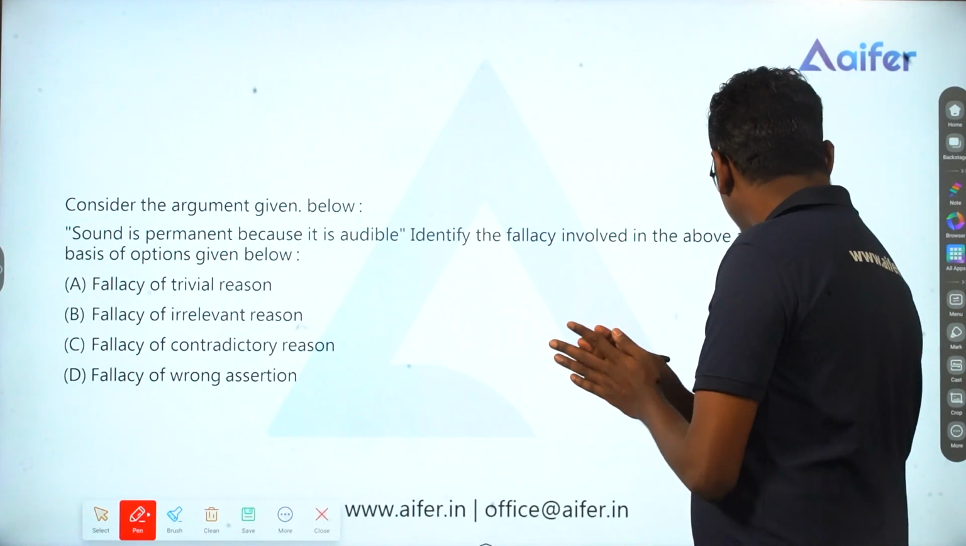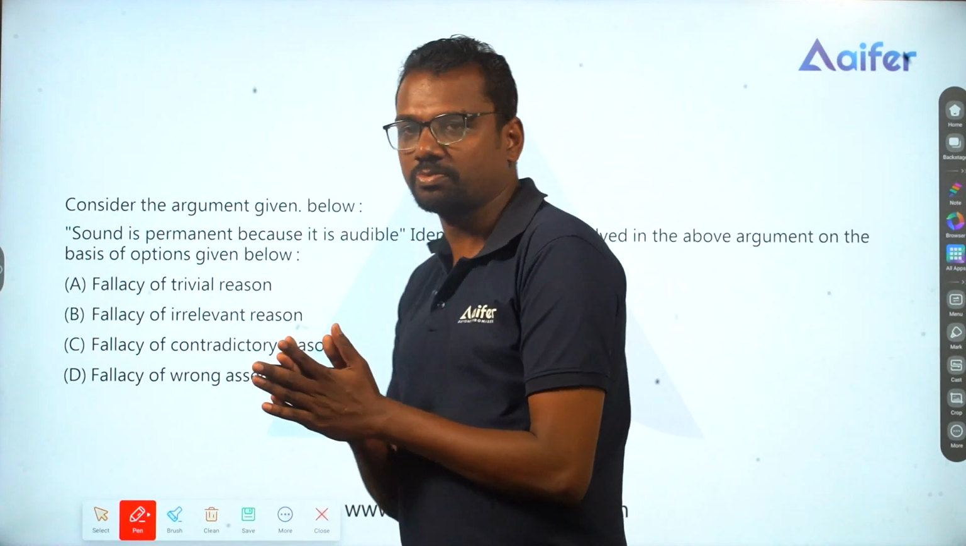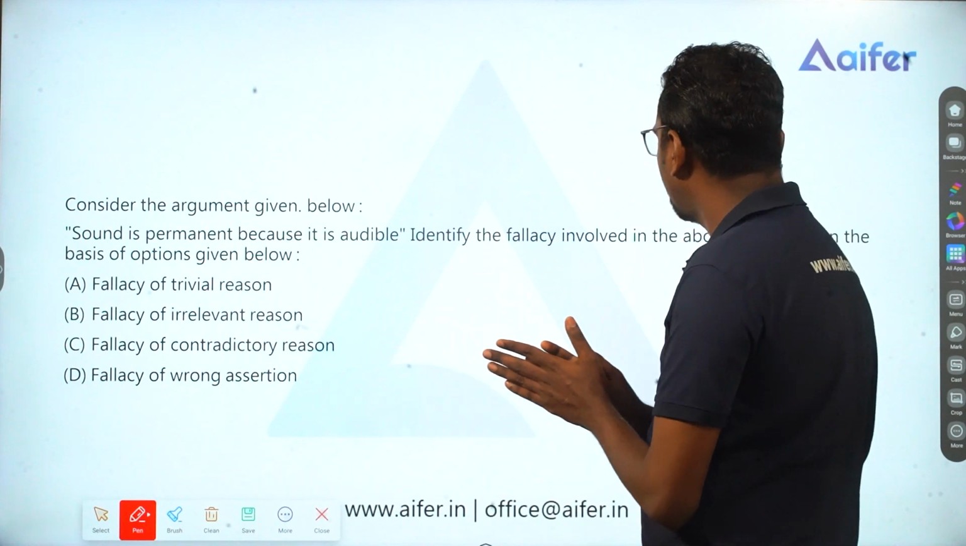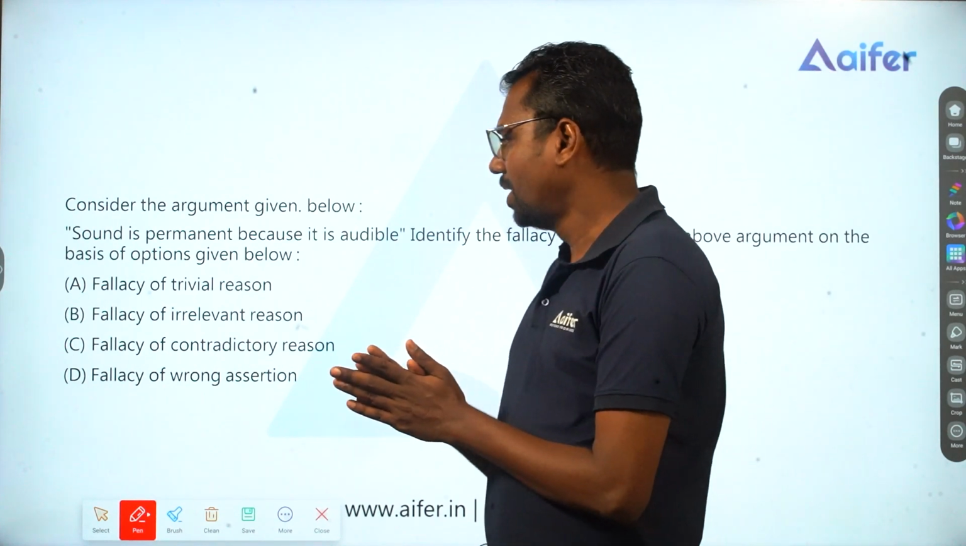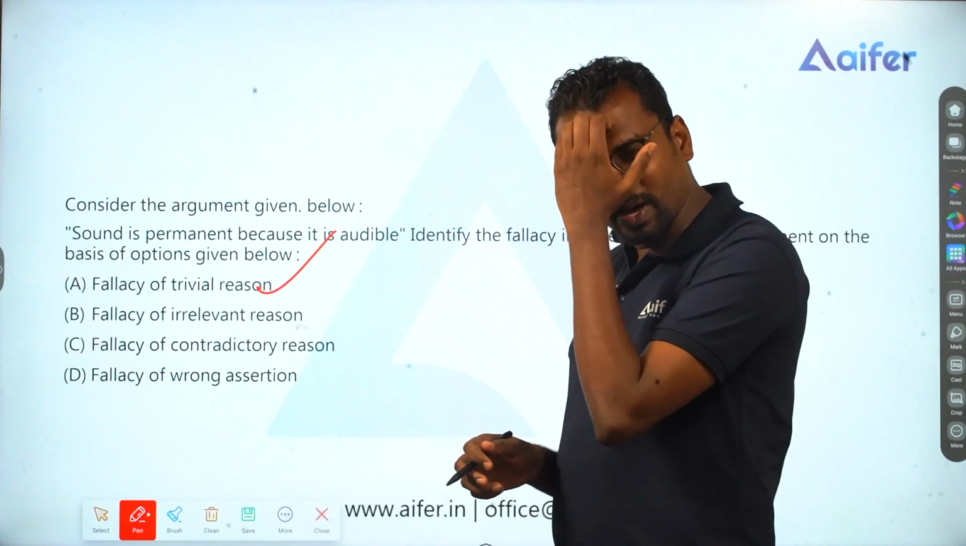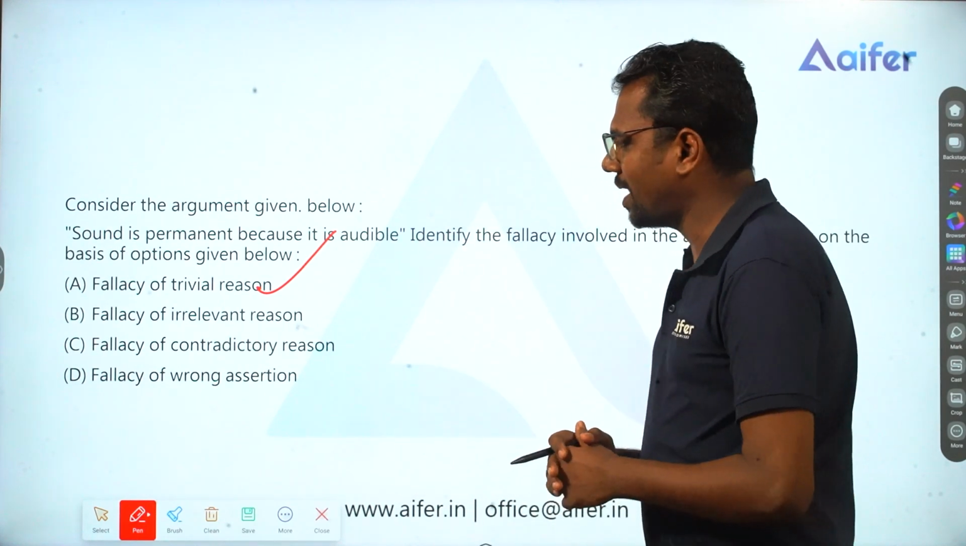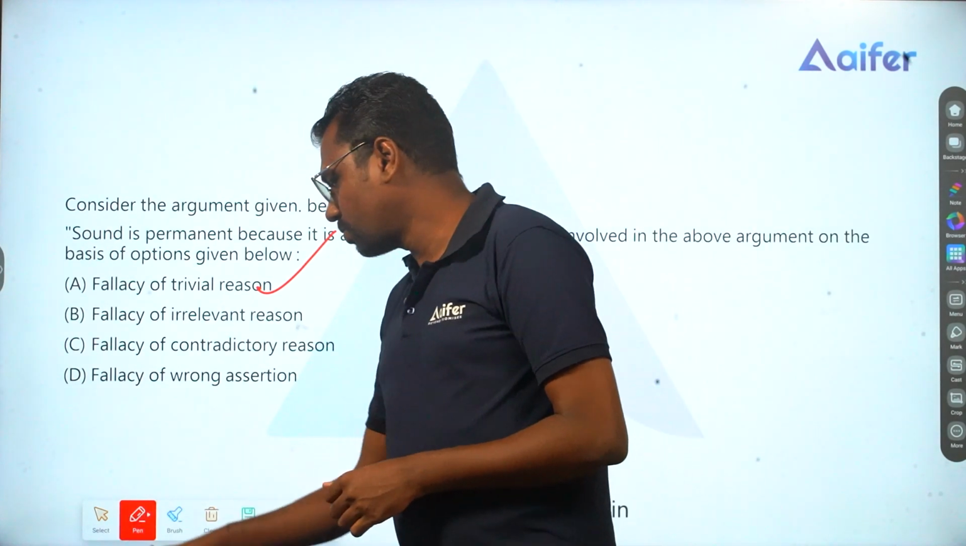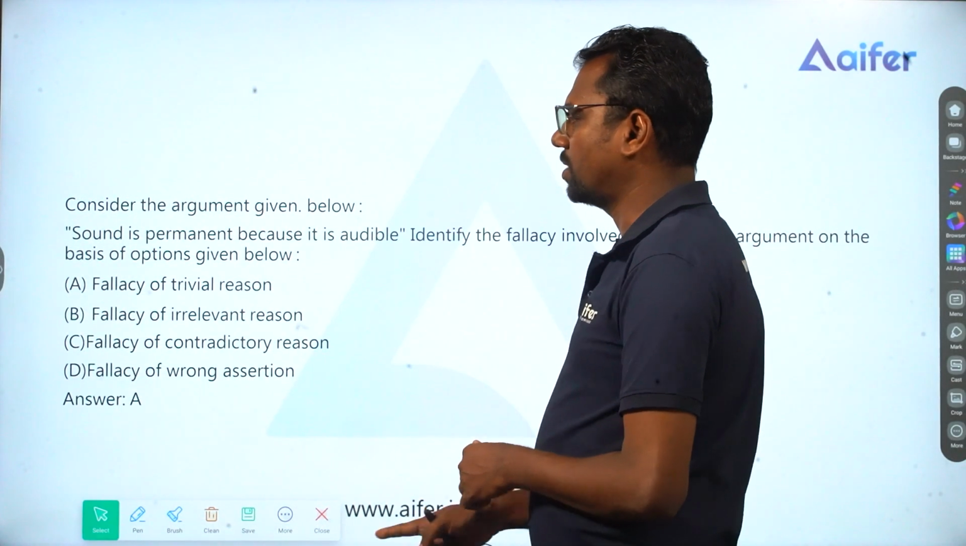Identify the fallacy involved in the above argument on the basis of the options below. We have already discussed it: it's the fallacy of trivial reason.